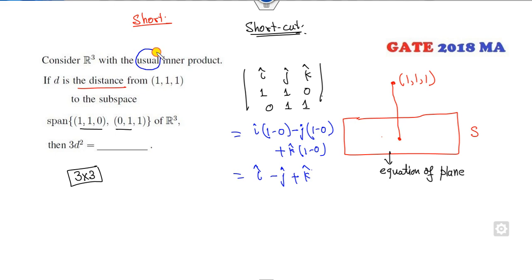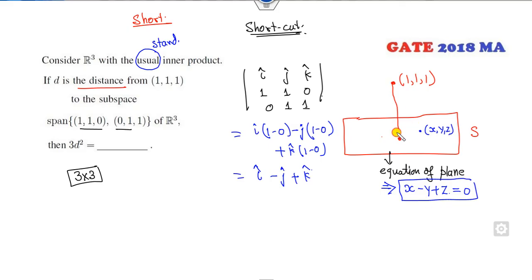Now this is given as the usual, standard inner product. So if any point on this is x, y, z, what is the equation of the plane? It is x minus y plus z equal to 0. This is the equation of the plane.